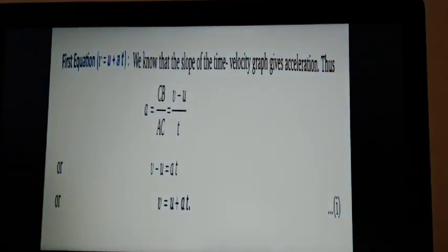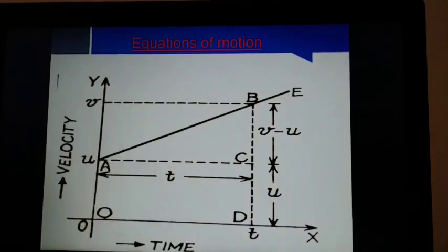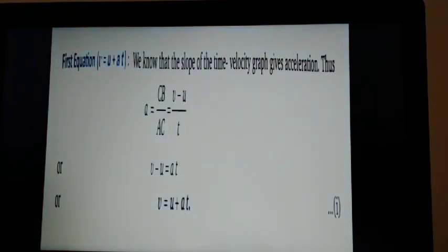Okay, we can start with the first equation of motion. We know that the slope of the velocity time graph is acceleration, so you have to find the slope of this graph. The slope of the graph is given by BC divided by AC. What is BC? V minus u. What is AC? That is t. So the slope will become V minus u by t.